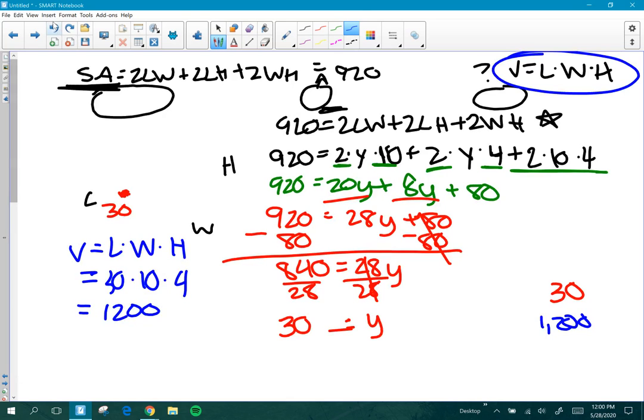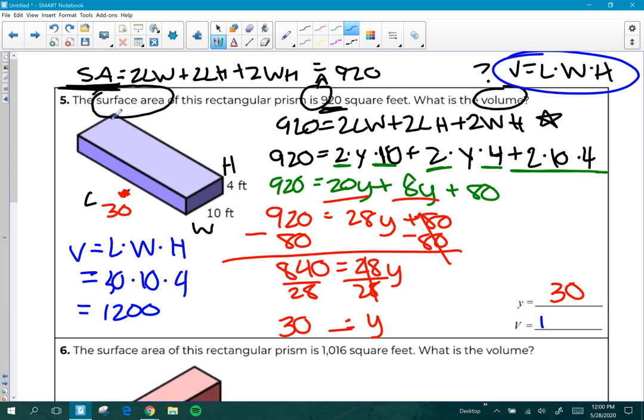Ooh, what happened here? So I know my volume is 1,200 feet cubed.